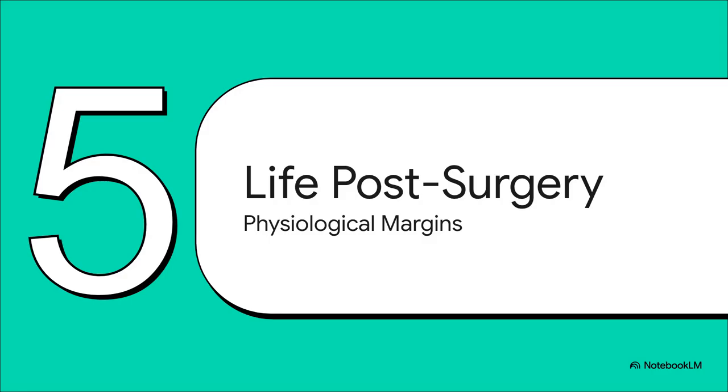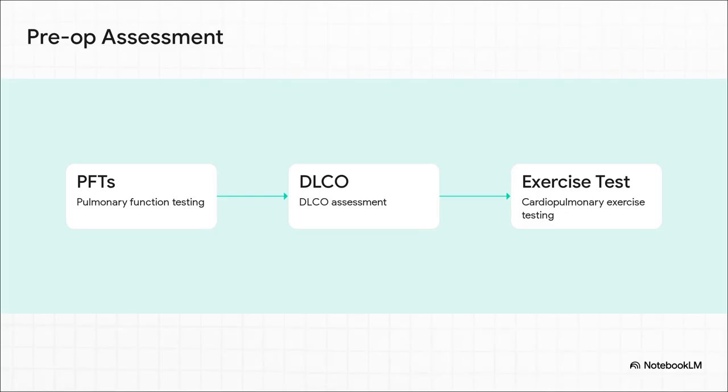Section 5. Life after pneumonectomy. Understanding physiological margins. Now, when a full pneumonectomy genuinely is the only option, we have to remember that the physiological margin for error becomes razor thin. Removing an entire lung is a massive physiological event. The body doesn't just leave an empty cavity there. Over months, the remaining lung, the mediastinum, and the diaphragm all gradually shift and compensate to fill that resulting space.